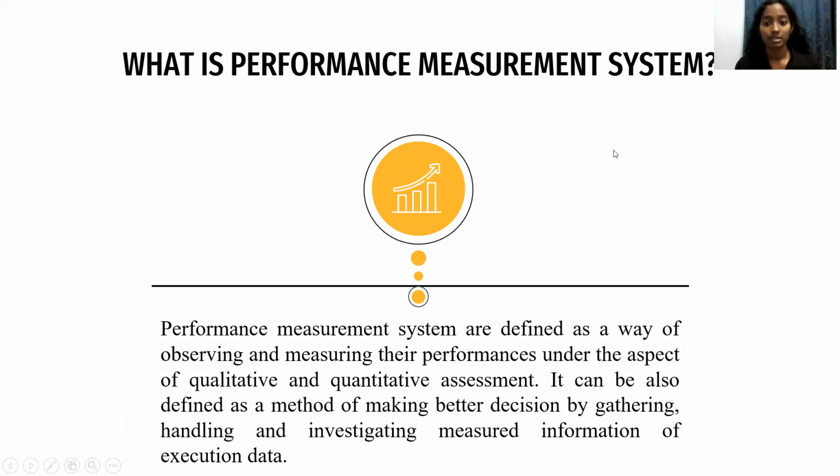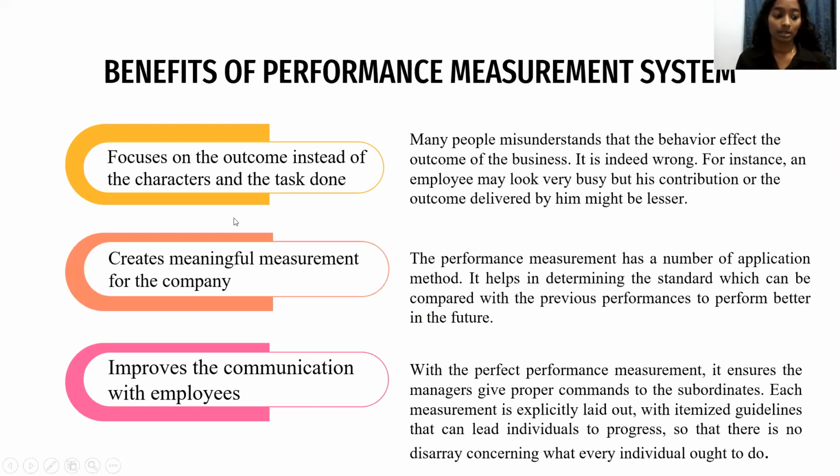Next, we'll be looking into what is performance measurement system. So performance measurement systems are defined as a way of observing and measuring the performances under the aspect of qualitative and quantitative assessment. It's a method used to make better decisions by gathering, handling, investigating, measured information of execution data.